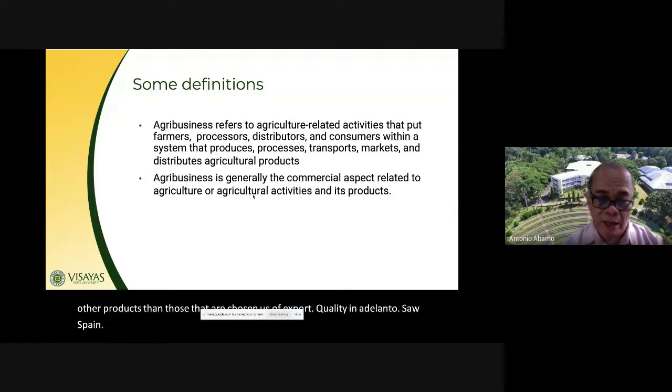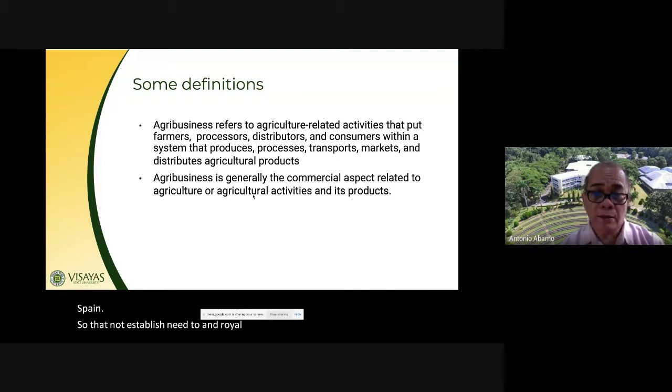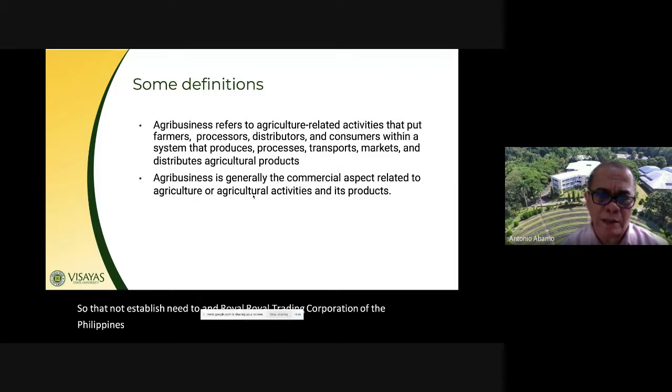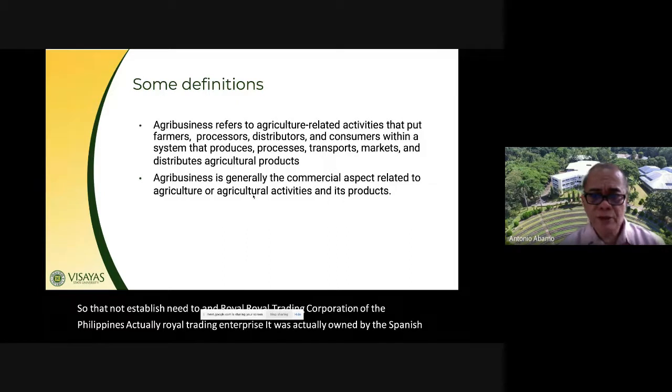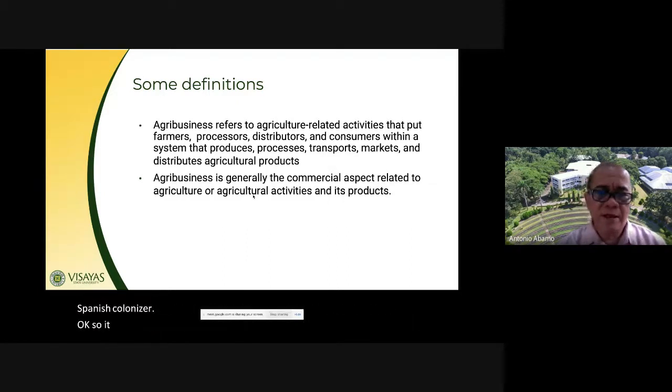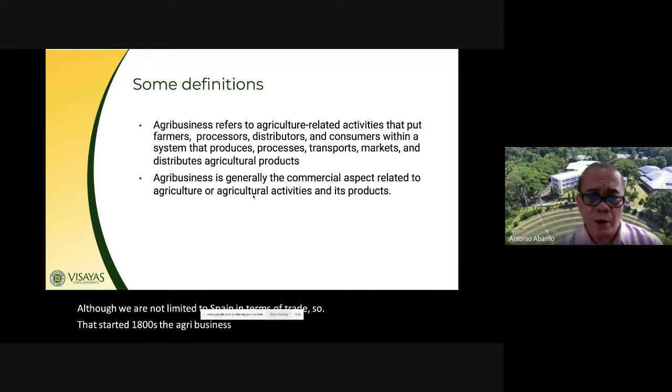So the royal trading corporation of the Philippines was established here. Actually, it was a royal trading enterprise owned by the Spanish colonizer. It lasted until now, although we are not limited to Spain in terms of trade. So that is how agribusiness activity started in our country in the 1800s, as a human and business activity.